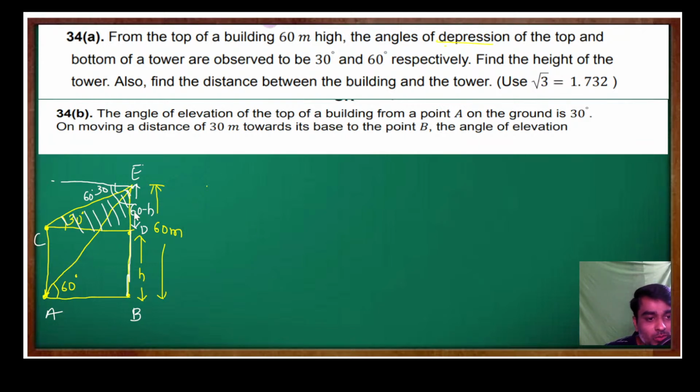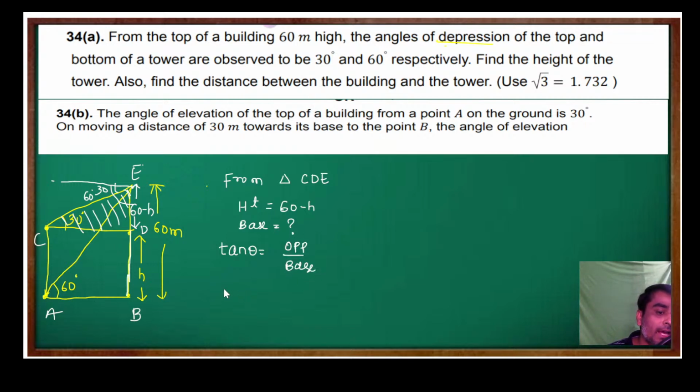There are two triangles, one is small, one is big. So take triangle CDE. From triangle CDE, what is given to you? You have height. Height is 60 minus h. You have to find out base. Height and base, which trigonometric function? Tan theta. Tan theta will give you opposite upon base.